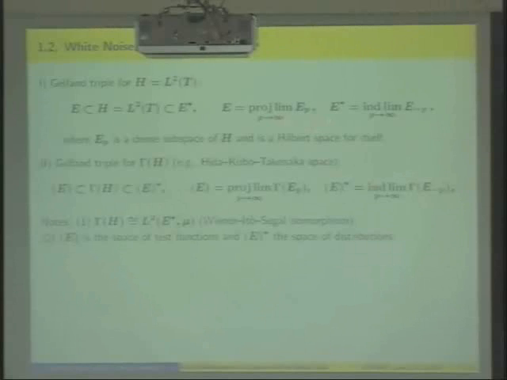I didn't mention anything about construction, but for example, E_p: you can introduce a sequence of norms, and then E_p is a completion with respect to that norm, and E_p itself is a Hilbert space, but from the topology of H, E_p has a stronger topology than H. Then we can take a sequence of such Hilbert spaces and take an intersection, or projective limit.